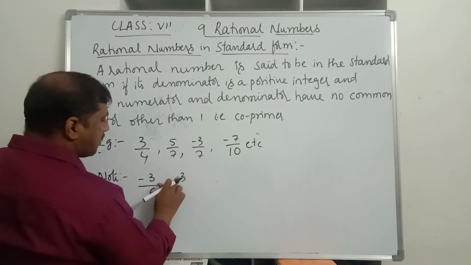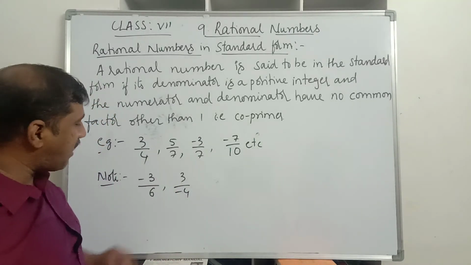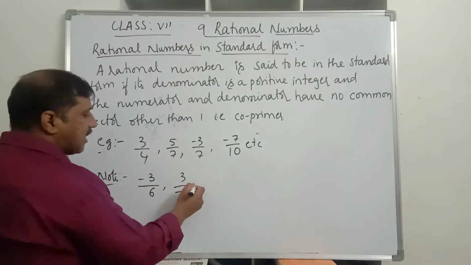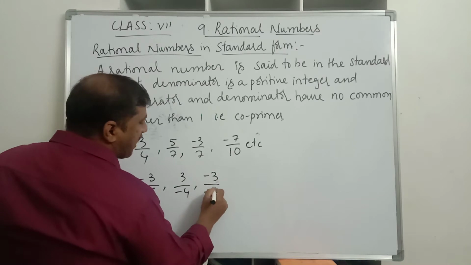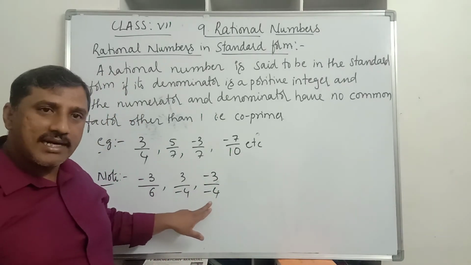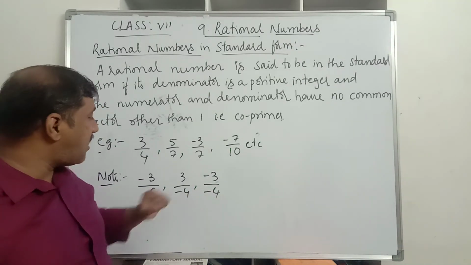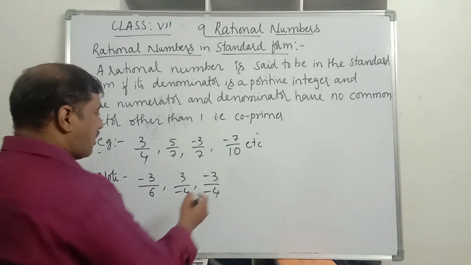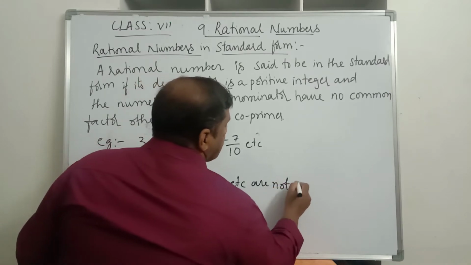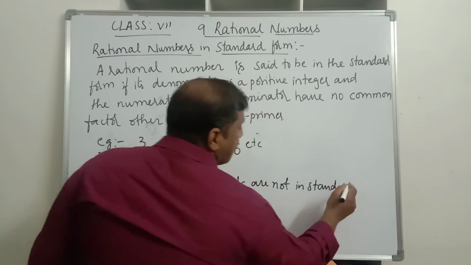Take one more example. 3 divided by minus 4. Is this a rational number in the standard form? No. Why? Because here the denominator is a negative integer. Now minus 3 divided by minus 4: is it in the standard form? No, it is not in the standard form. Why? Because again the denominator is a negative integer. These are not in the standard form.